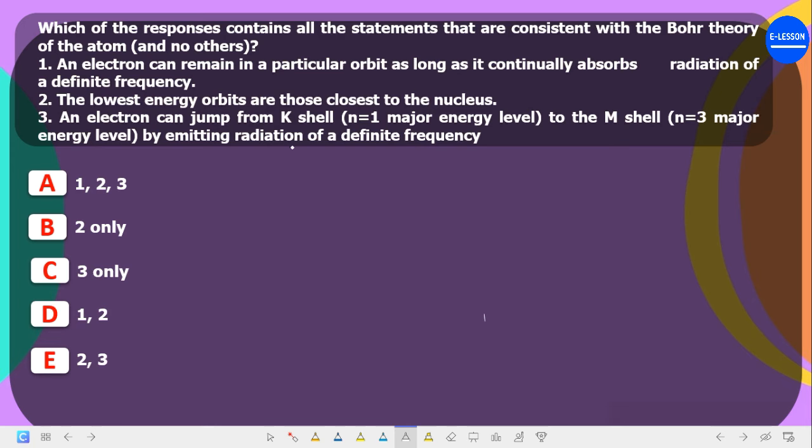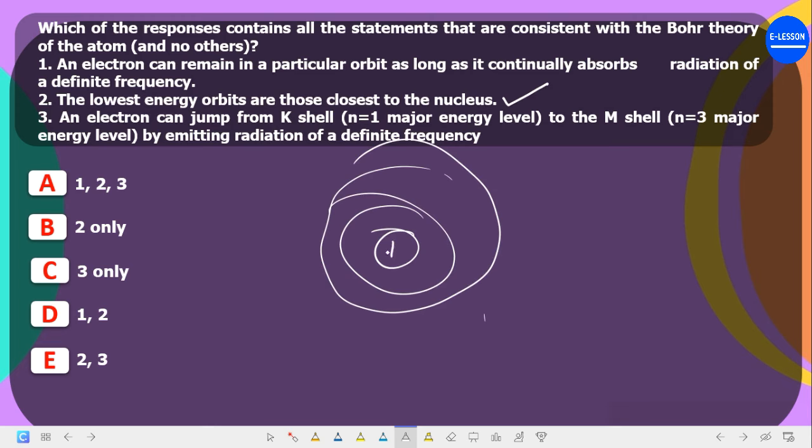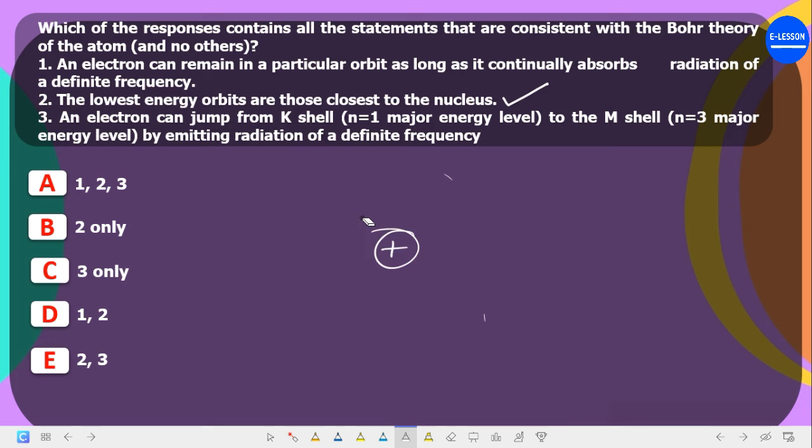That is true. The lowest energy orbits are the ones closest to the nucleus. I explained that in class today. Please, let's take note. If we have something like this, now this is a positive charge. These ones are the lowest energy orbits. They are the ones closer to the nucleus, as compared to these other ones that are higher energy orbits. Okay, so that is that.